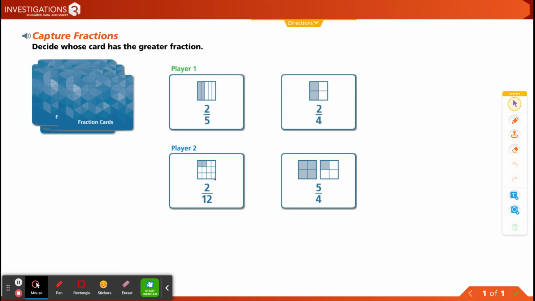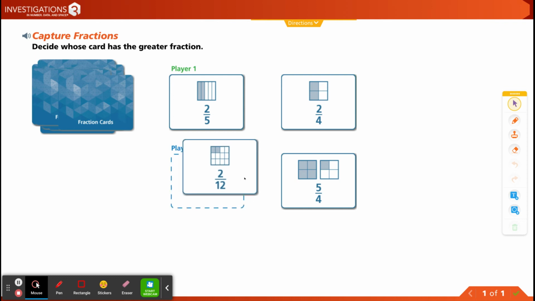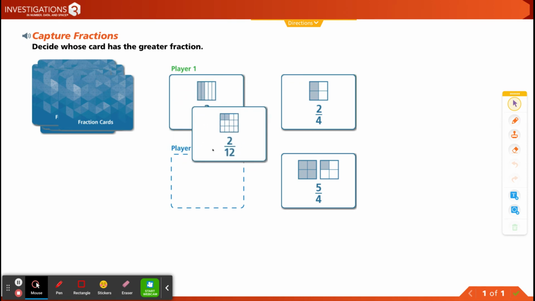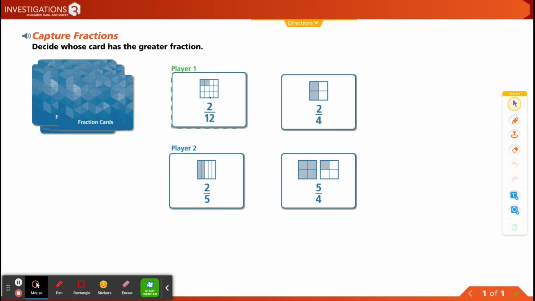So when I'm looking at 2/12, those are little tiny pieces of the whole square, where 2/4 and 2/5 are definitely bigger pieces. So if I have 2 of these little tiny pieces compared to 2 of the bigger pieces in 2/5 and 2/4, I think I can safely say that 2/12 is my smallest fraction there because I got 2, but they're the smallest size pieces. So I'm going to go ahead and swap my 2/12 for my 2/5. All right. So I feel pretty confident that I got my smallest and my largest.